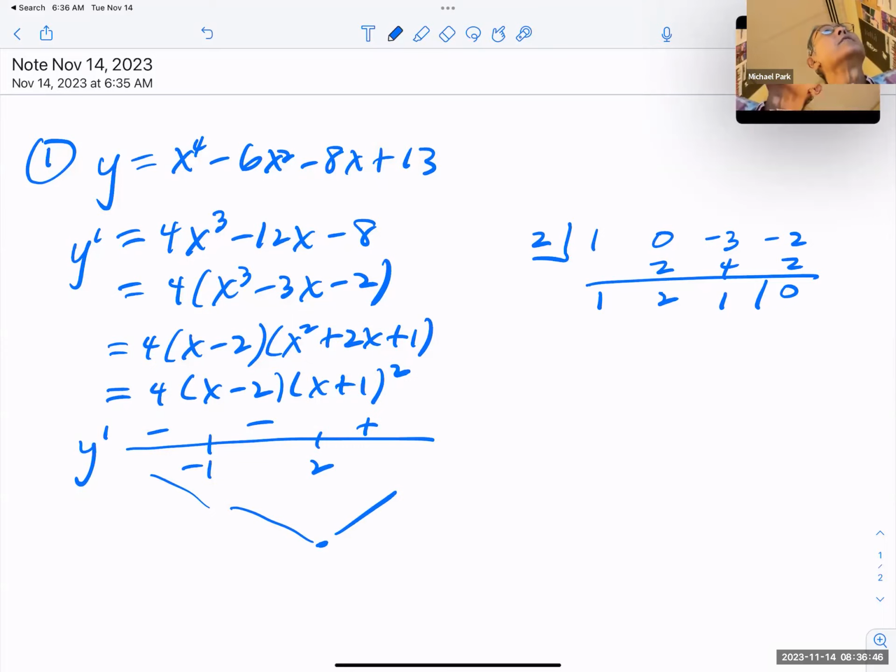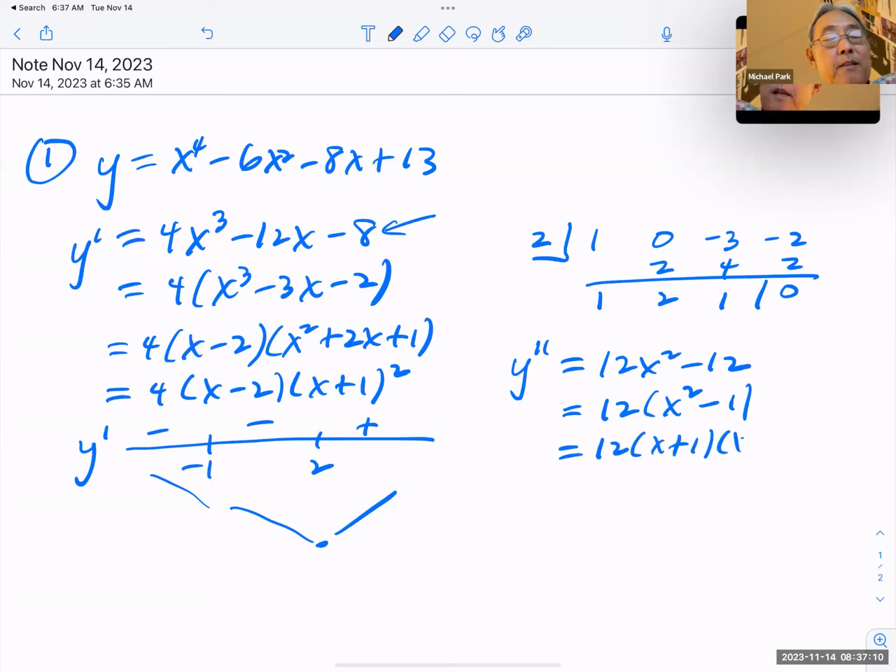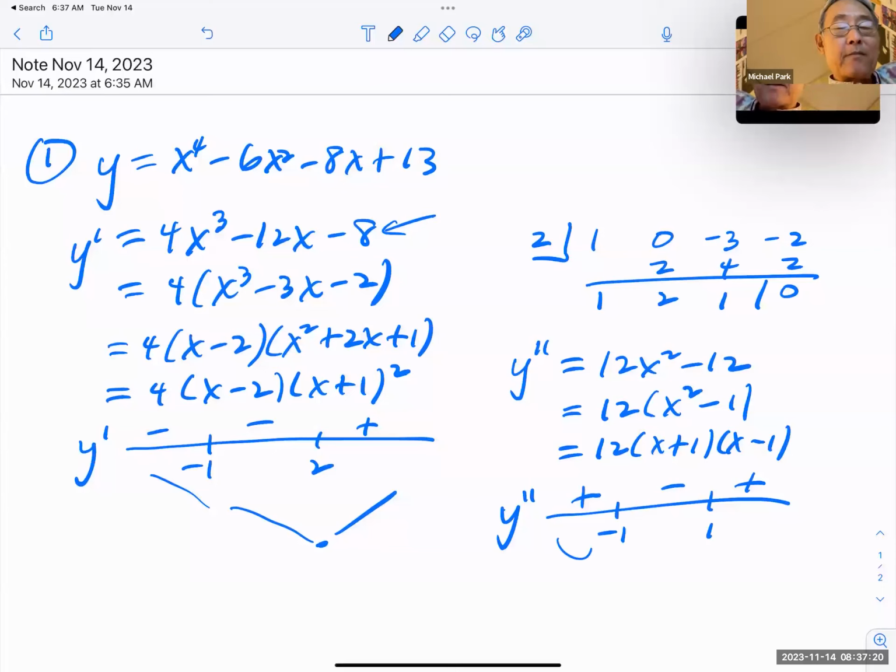Okay, and then we need to find points of inflection. So we need the second derivative. Let's try to do it over here. So I think looking at this one here would be the best to compute the second derivative. 12x squared minus 12. Oh, look how beautiful that is. That's because I made the problem. And that's 12 times x plus 1 times x minus 1. So when you make your number line, -1 and 1, it's going to be plus, minus, plus. So that means it's concave up, concave down, concave up. So there's 2 points of inflection.